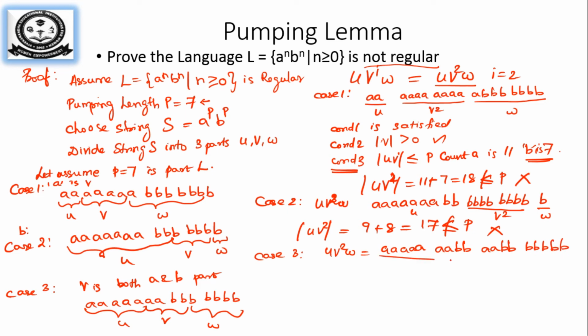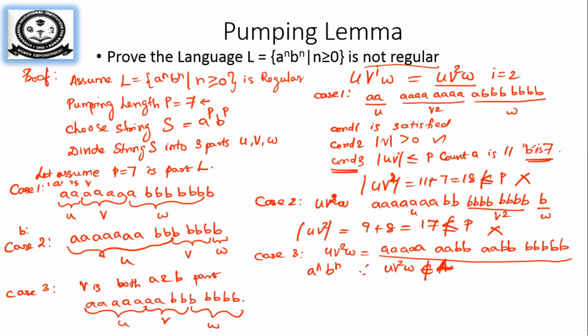Now this string is not accepted in the language, since our language says A^n B^n. So if there are n A's, you should have an equivalent n B's. Here you can see, even though the count is similar, after the appearance of A, B should come, which is not happening. So it does not follow the pattern A^n B^n. Therefore UV squared W does not belong to the language L.